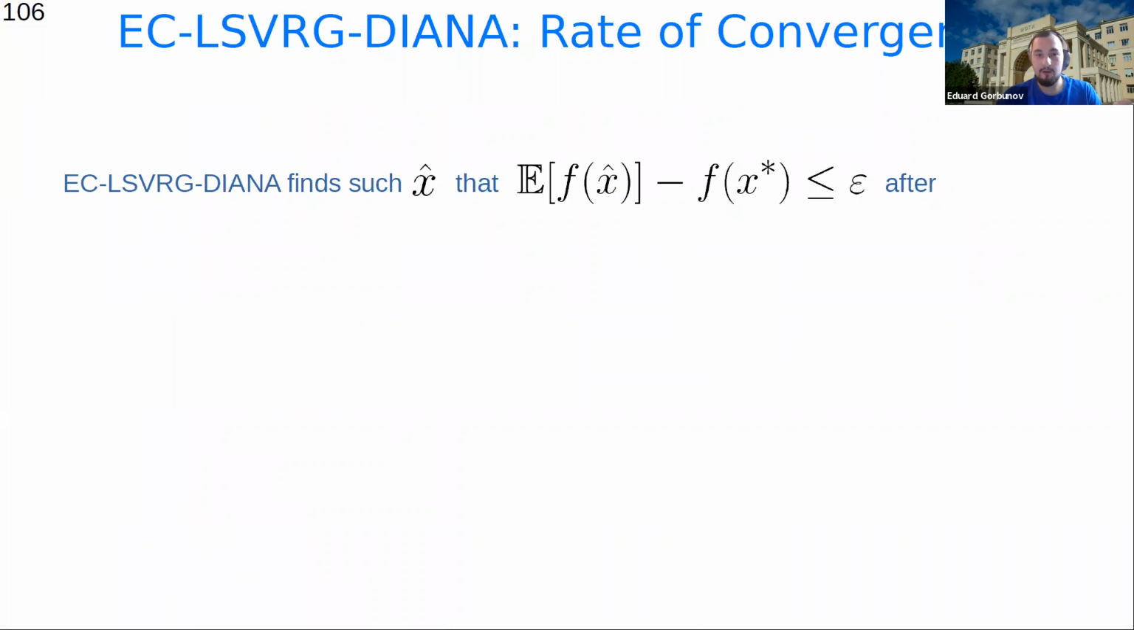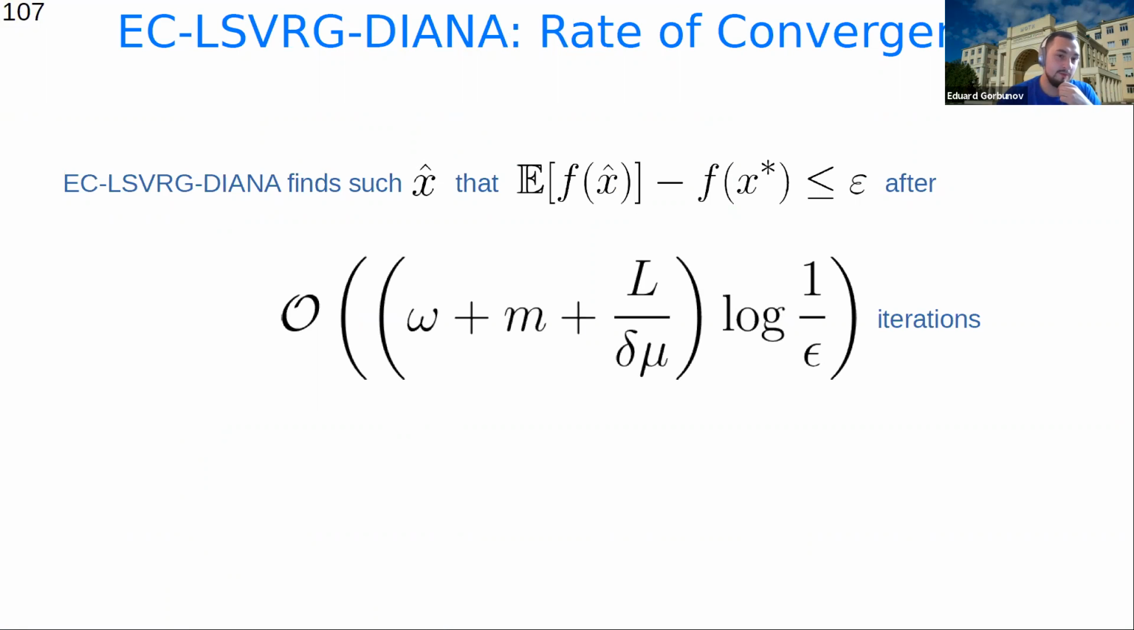And the rate of convergence of error compensated loopless SVRG-DIANA is omega plus m, the number of functions on the worker, plus condition number over delta. So we have good interpolation. When we do not have any compressions, then our rate recovers the rate of loopless SVRG. And when the number of local functions m equals 1, then we recover the rate of error compensated GD-DIANA. So these bounds are tight, and in the special cases they correspond to the known tight rates.